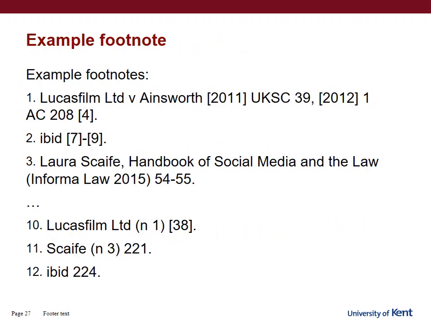To give some examples of how this may look in the footnote, you can see here we started off by citing a case, Lucasfilm v Ainsworth, and then you've referred to it again directly afterwards, so you can use ibid. Then you go on to reference a book by Laura Scaife, and then you'll have a few more references, and then you'll come back to Lucasfilm again. So you can use the shortened version: rather than filling out the full thing again, Lucasfilm Limited, then the footnote number where it first appears, and whatever page you're referring to. And if you're referring to the Scaife book, you can put just Scaife for the author surname and then the footnote number where it was originally listed, and ibid again if you go on to use Scaife straight afterwards.